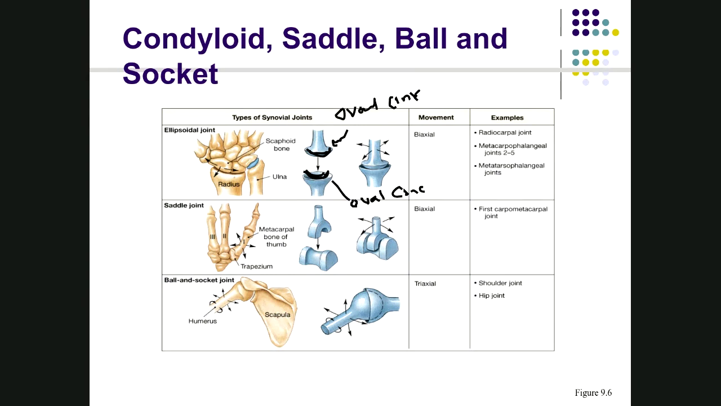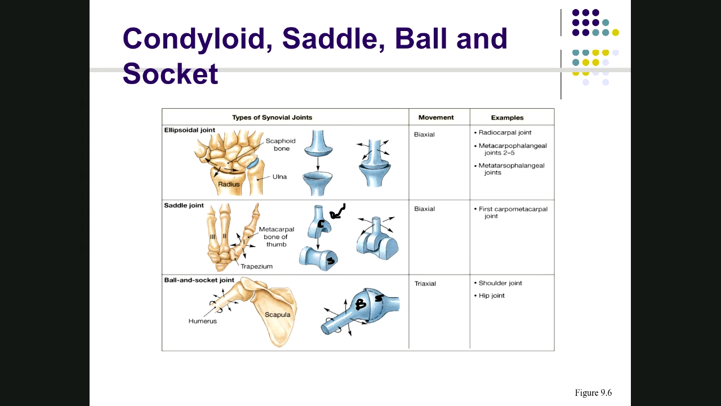If you look at a saddle joint, it looks like a little cowboy or somebody riding a saddle, riding a horse. So here's the saddle and here's the little cowboy. And it fits like that, just like a man sitting on a saddle. And then if you look at a ball and socket, this is the easiest one to imagine because it's a ball in a socket.